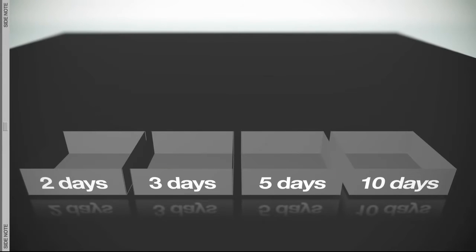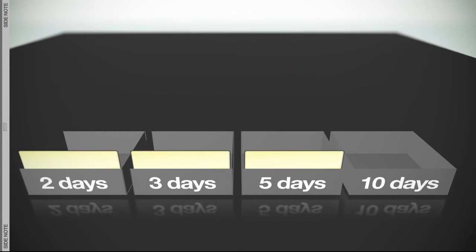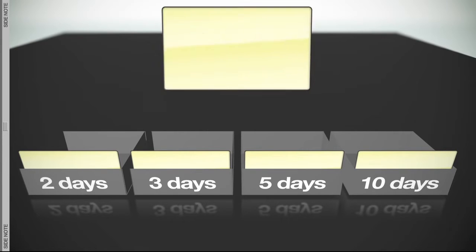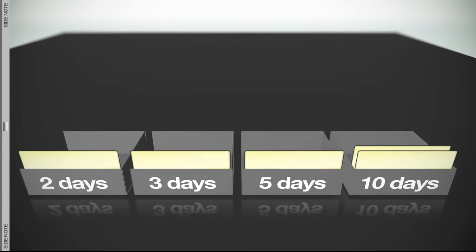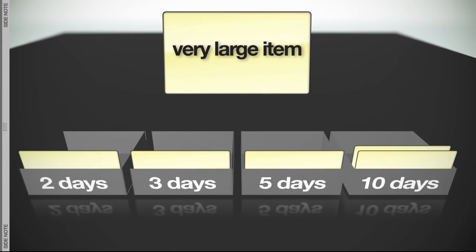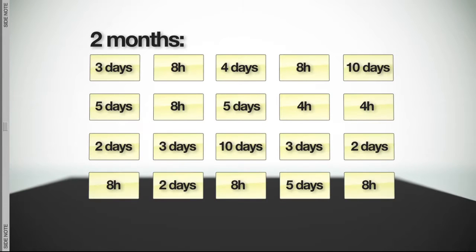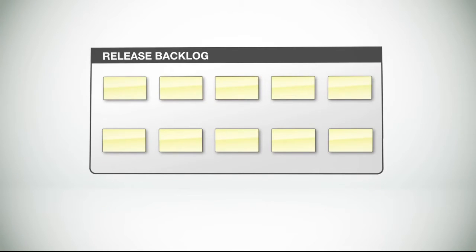Larger items will be estimated as 2 days, 3 days, 5 days, or 10 days. Again, all estimates in between will fall into the next larger bucket. Extremely large items are similarly estimated in months: 1, 2, 3, or 6 months. But the reality is that such items will need to be broken down substantially before work actually begins. We'll come back to these estimates in just a minute. But for now, let's get back to the release backlog.